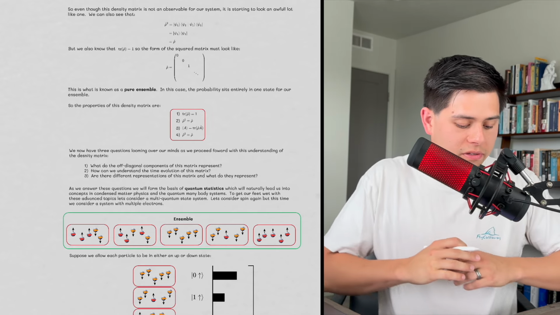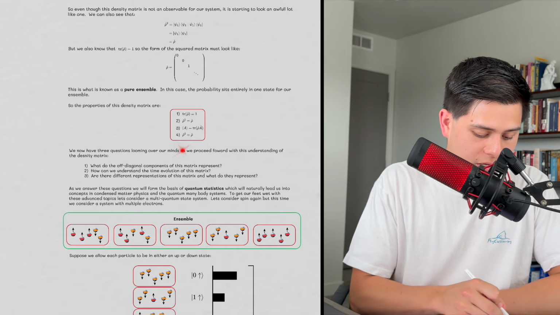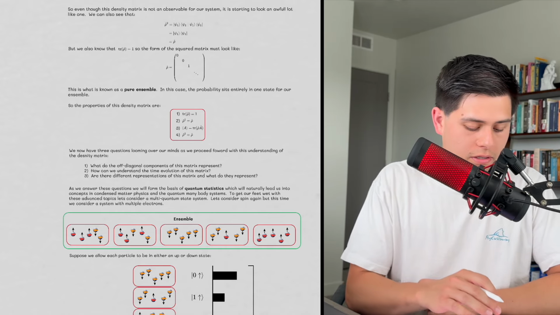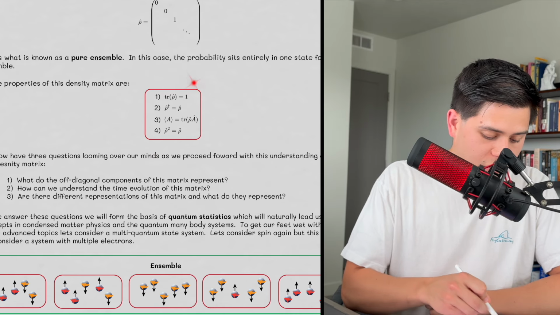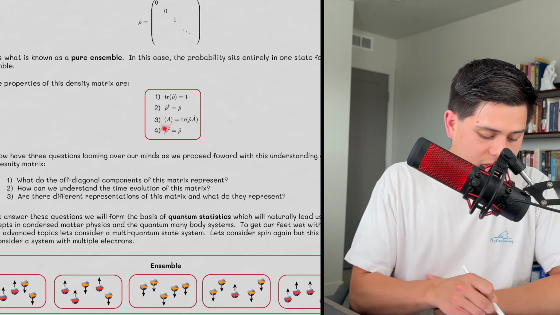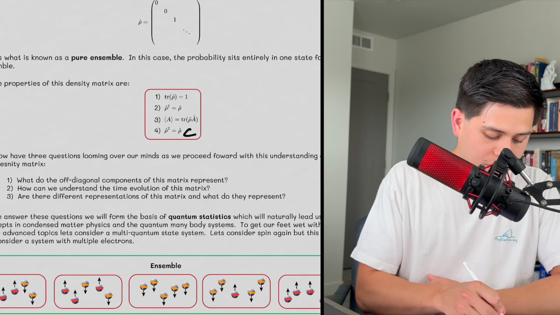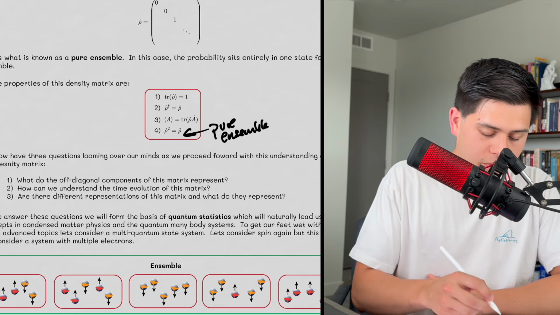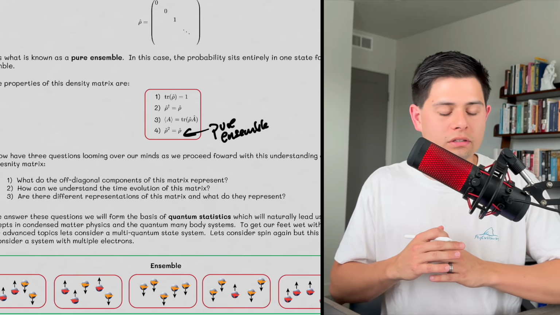So the properties of this density matrix are going to be the following here. And so now we have all this. This here is for a pure ensemble. Again, my apologies for the dogs.